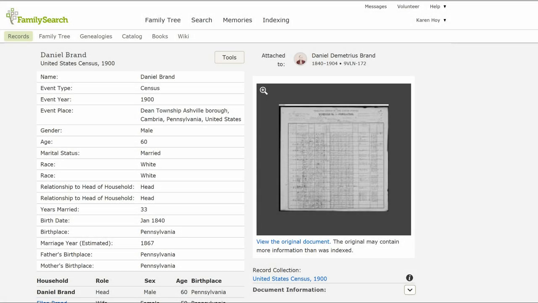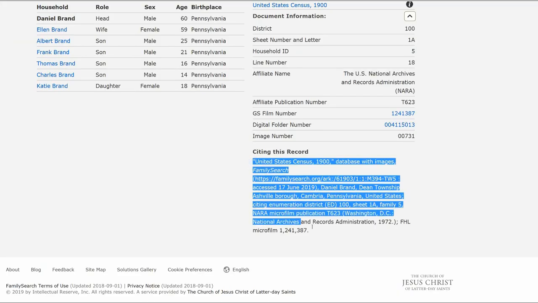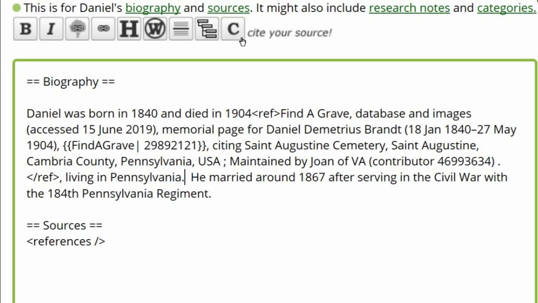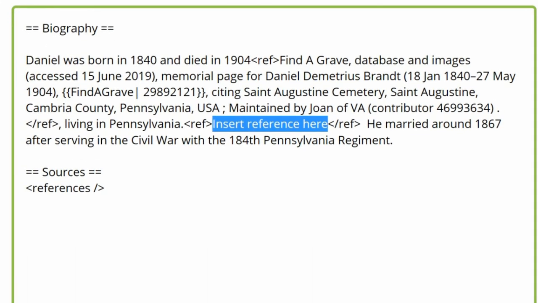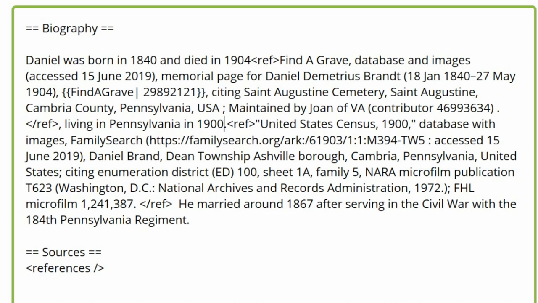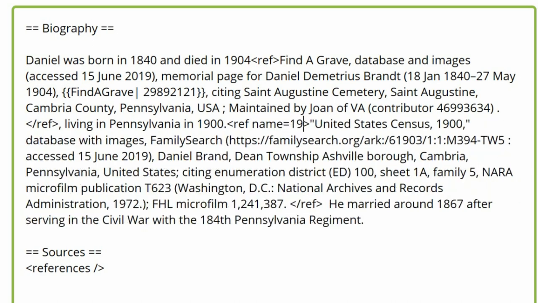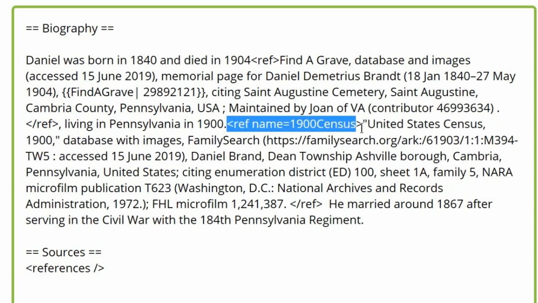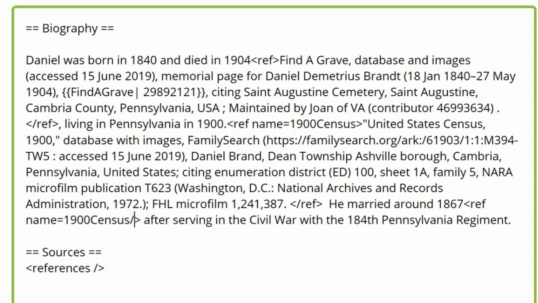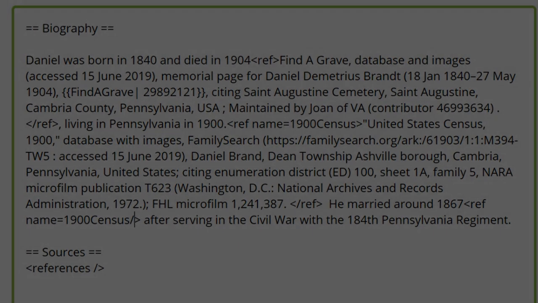Go to the Family Search 1900 U.S. Census. On the bottom right, click on Document Information. Copy the source citation that appears. On Daniel's profile, put the cursor after Pennsylvania and, as before, add the source. For precise information, I added N1900 to the biography. Now we need to name that reference. Ref name equals 1900 census. Copy that and paste it after the marriage year of 1867. Add a forward slash at the end of the tag.